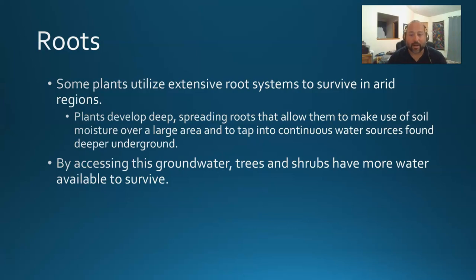Some plants are going to have extensive root systems, especially if they're in arid regions, because they're going to have to spread farther and farther and farther to try and get to the water. Some plants are going to develop deep roots, a big huge taproot. But really, the whole idea with the roots is they want to get to groundwater. They want to have the biggest and best chance for survival, so they're just going to spread out as far as they have to.